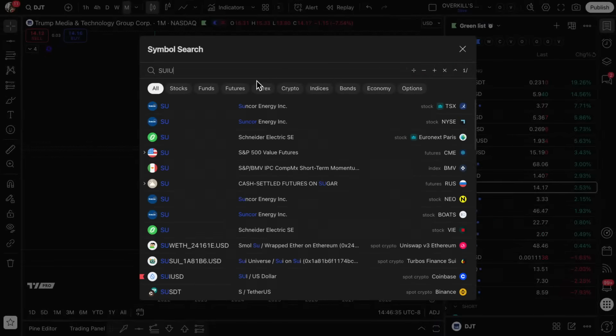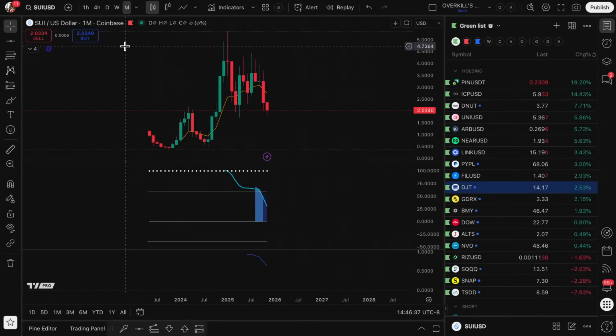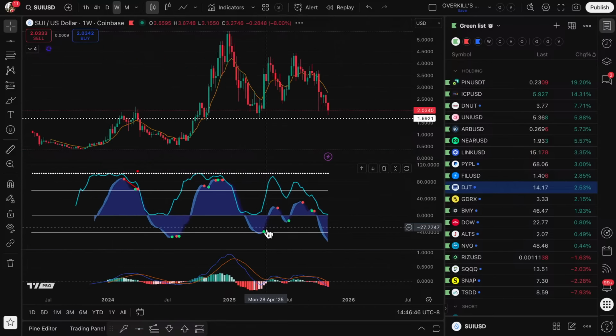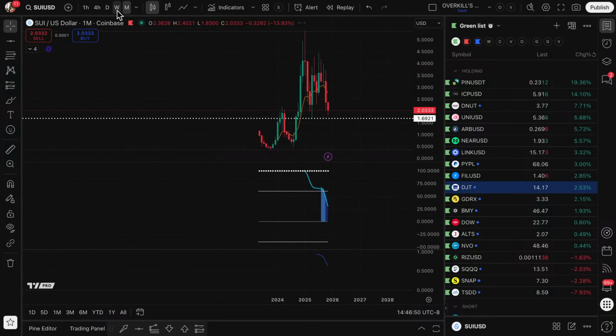I see one for SUI. SUI is still red on the monthly. So $2 is going to be very strong support for SUI. You can see we bounced at 1.69 there. Again, if you want to play the weekly, I would look for the weekly dot. If you want to play the monthly, I'd look for the monthly.